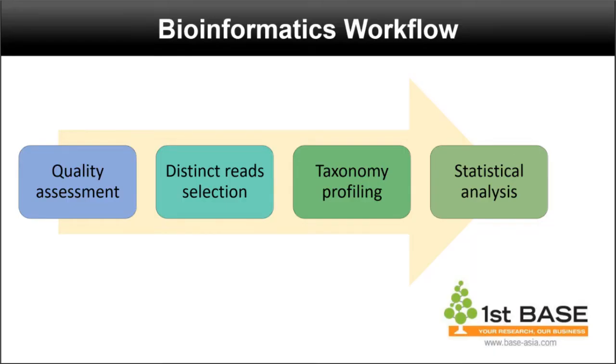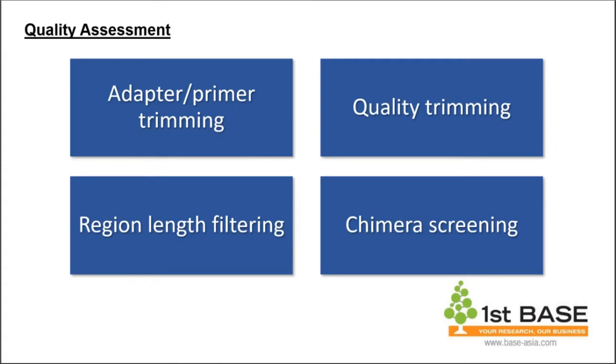Now, there are four main processes in Amplicon analysis. The first one is the quality assessment, where we want to check the quality of the sequence data that we have. Next is the distinct reads selection, where we want to get the specific reads using different methods, which we will explain further next. The third process is the taxonomy profiling, where we want to assign taxonomy to each distinct read that we have. And the last one is the statistical analysis, where we mainly want to compare the abundances that we have obtained from our samples. So now let's get into the first process, which is the quality assessment.